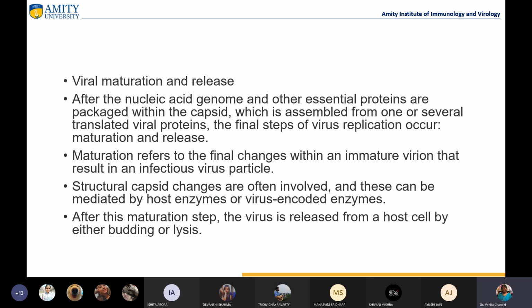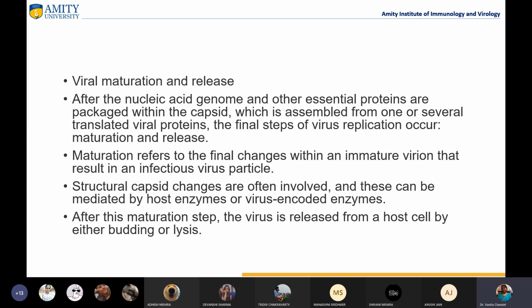Then virus maturation and release. After the nucleic acid genome and other essential proteins are packaged within the capsid, final packaging takes place, which leads to the assembly of a viral particle. They assemble different viral proteins into one virion, or virus particle. So the final steps of viral replication are maturation and release. Maturation refers to the final changes in the immature virion that result in an infectious virus particle. Structural capsid changes are often involved, and these can be mediated by host enzymes or virus-encoded enzymes.